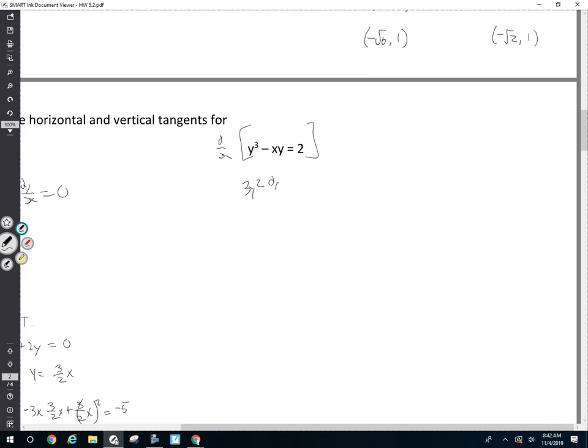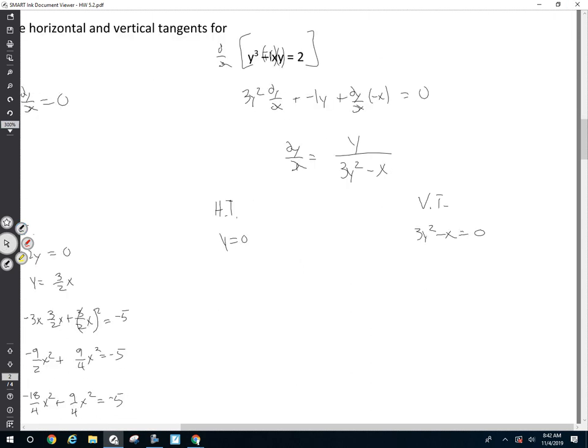So I got 3y squared dy/dx. Make sure we use the product rule. Bake in the negative if you want to. Plus negative 1y plus dy/dx times negative x. Product rule, I put a 1 here. I change this to negative 1x times y. Solving for dy/dx, I'm going to get y over 3y squared minus x. Horizontal tangents, easy. Y is 0. Done. Vertical tangents, I get 3y squared minus x equals 0.